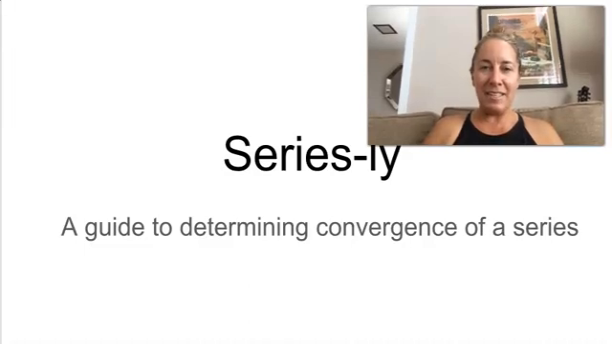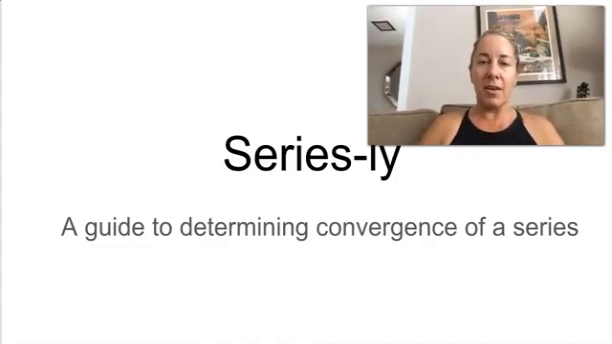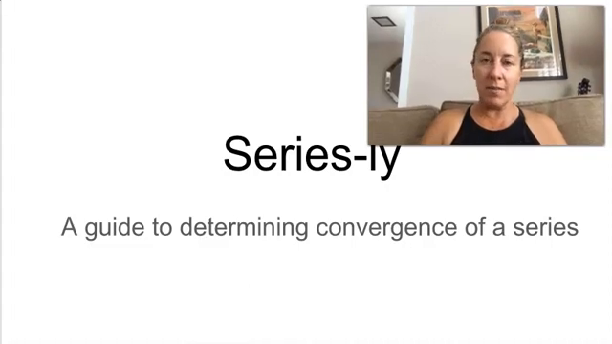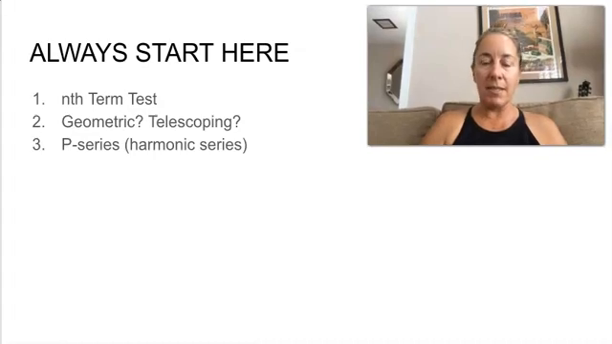Hi, calculus students. We have explored all of the different tests for always positive series and alternating series. So I just wanted to give you a toolkit here so you could work through them on your own. So where do we always start? We always start with the nth term test. Do the terms of the sequence go to 0?